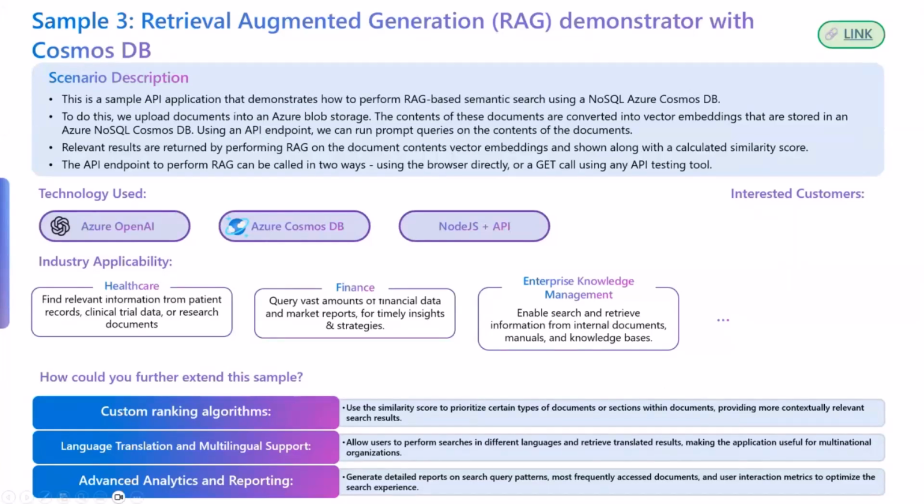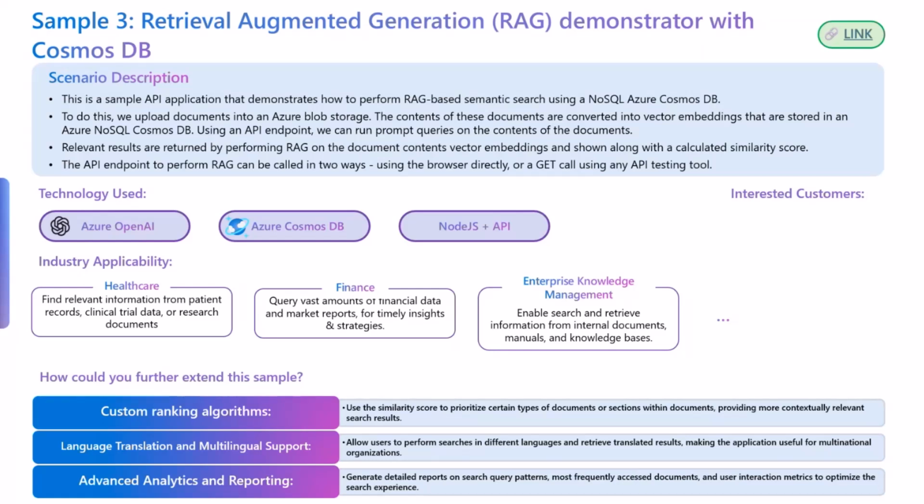RAG is particularly used when the model needs to provide factual answers or responses to queries that require up-to-date information or domain-specific knowledge. For example, in healthcare, it could be used to get relevant information from research papers. It has varied applications across industries. In this demo, we will see a similar scenario that could be replicated in different industries.